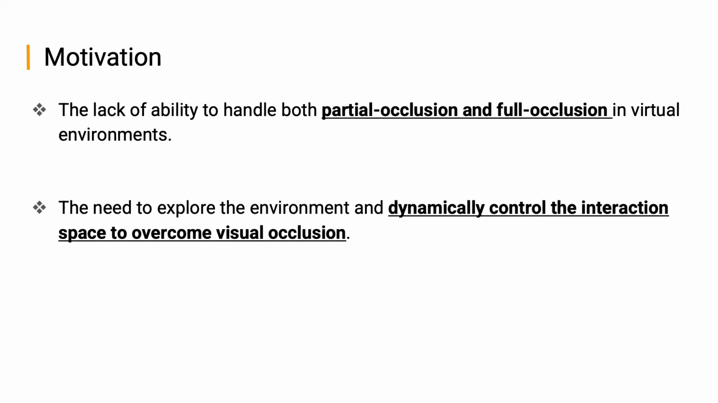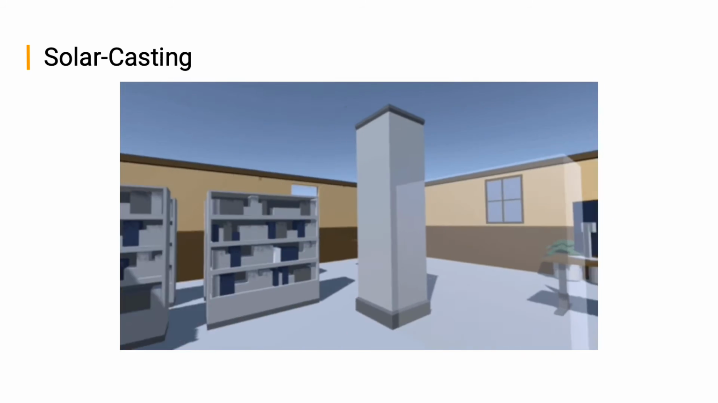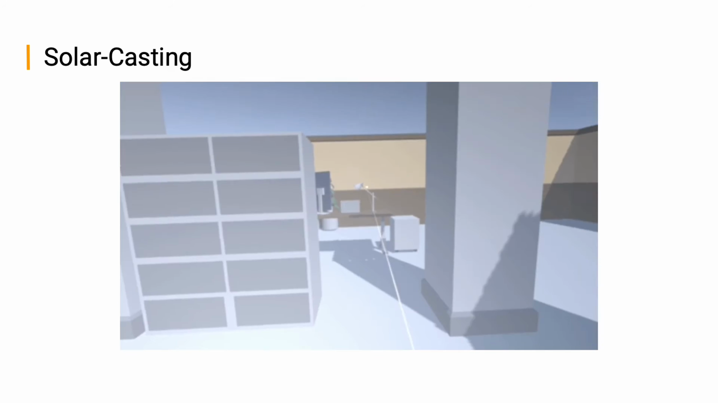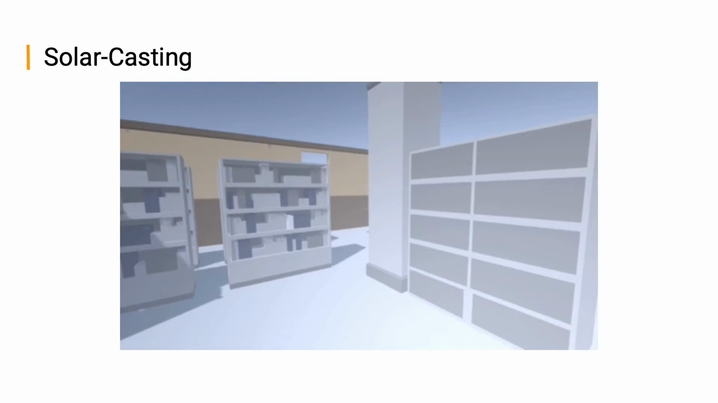Therefore, we have identified two design requirements absent from existing raycasting techniques. The first is the lack of ability to handle both partial occlusion and full occlusion in virtual environments, and the second is the need to explore the environment and dynamically control the interaction space to overcome visual occlusion. Motivated by these design requirements, we propose Solar Casting, a 3D pointing technique designed to support fast and low error target selection across different levels of occlusion.